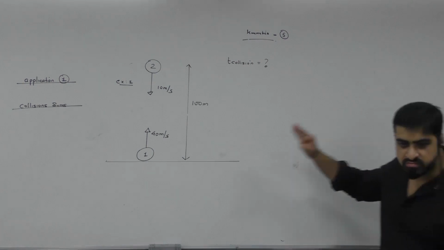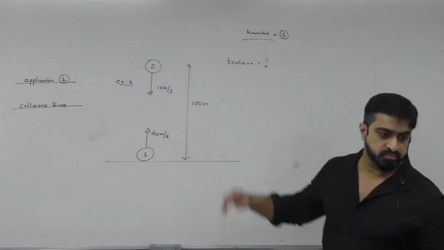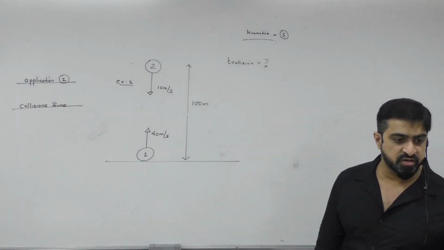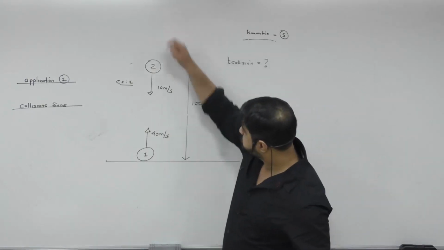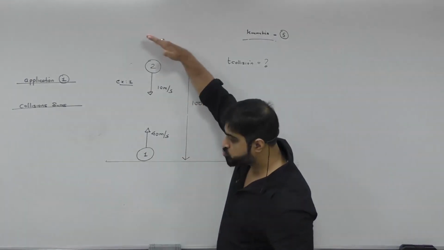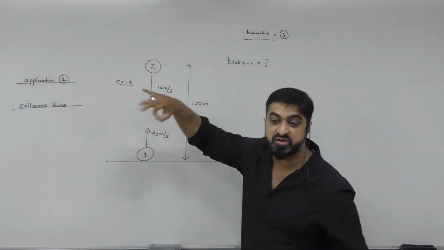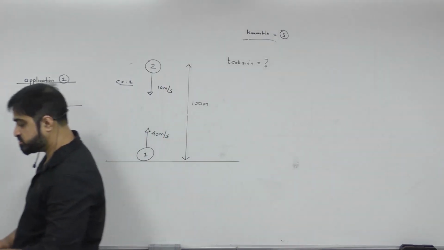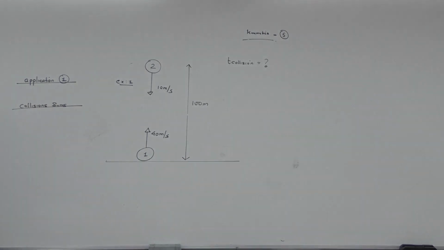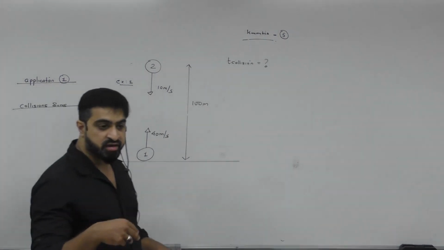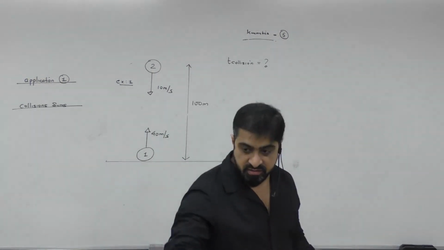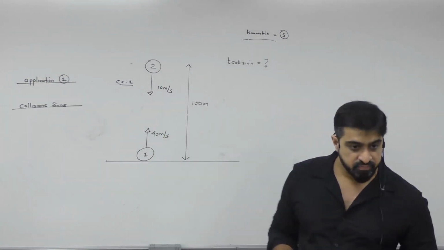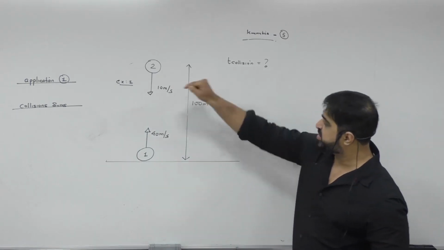This same sum we had done in type 4. Where do we consider it to meet? Up. S1, S2. I have written S1 is S2 plus 100. Those who have practiced must know. And we just apply S is UT plus half AT square, and you will get the answer. Sums where one body was left later than the other body. This same sum I am going to solve by the relative motion method.